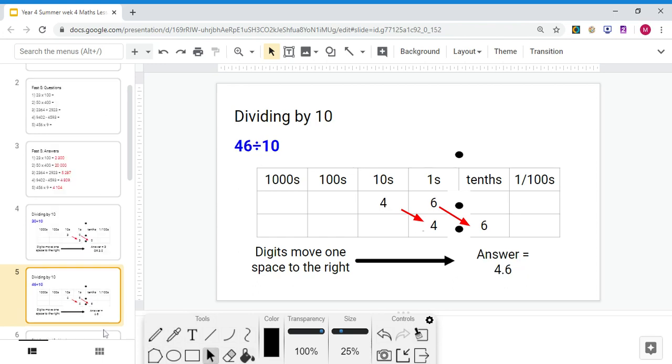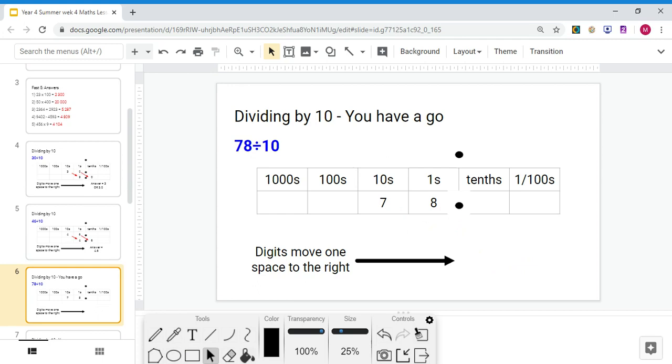In the next one, we have 46 divided by 10. You can see the 4 has moved from the tens to the ones, one space, and the 6 has moved one space to the tens. In this case, the answer is 4.6. You're just moving one space to the right.